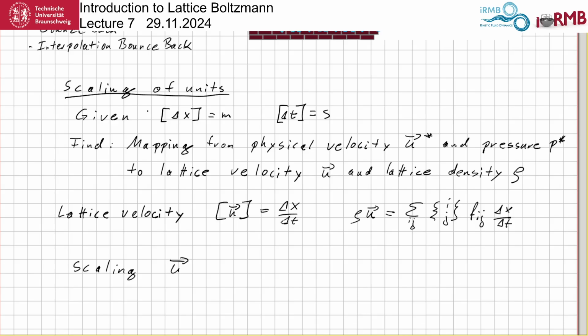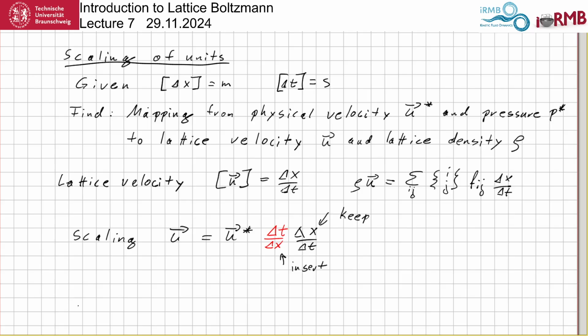Scaling: this is the Lattice Boltzmann unit, and this is the physical unit. As it's the same as velocity, you just want to put it in different units. Now what you do is you multiply this by delta t and divide this by delta x, writing this in red, and then you multiply this again by delta x and divide by delta t. You keep this as the new units, and you insert the numbers for these things. If this was not clear, let's try to do this with an example.